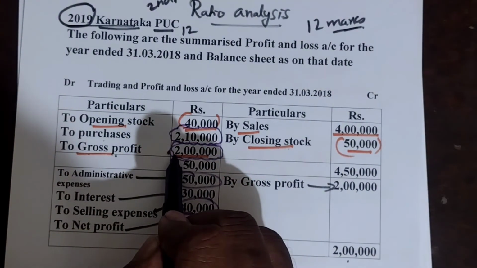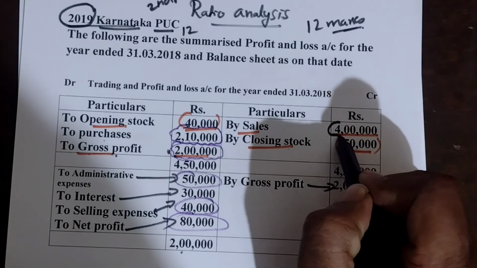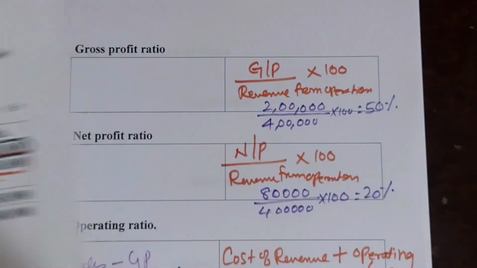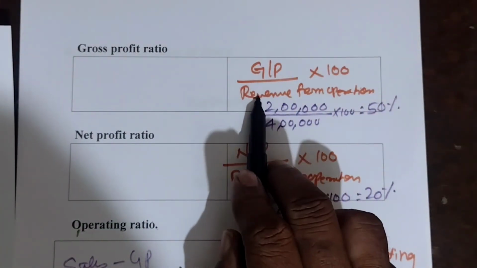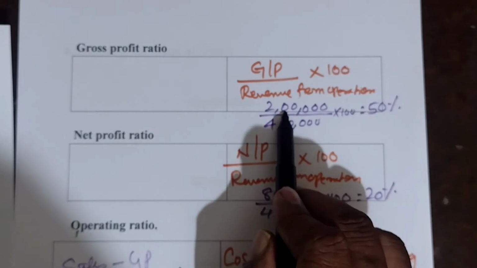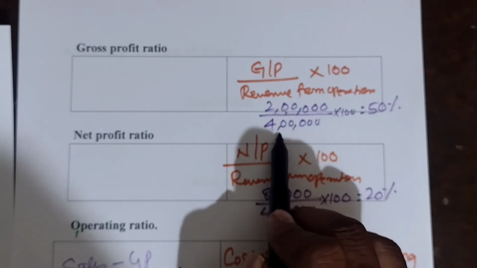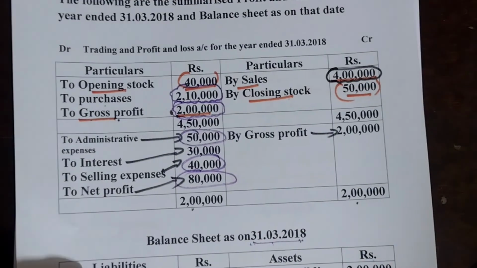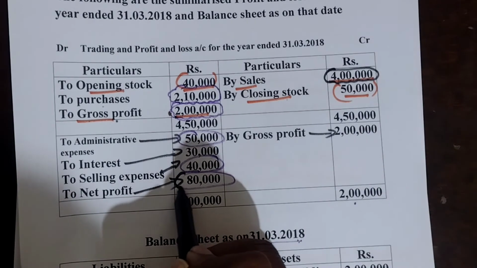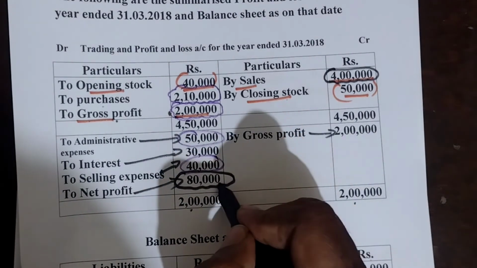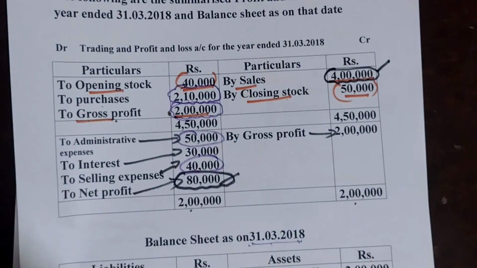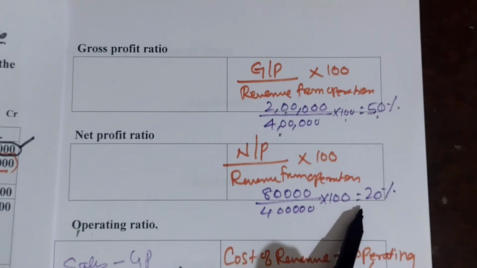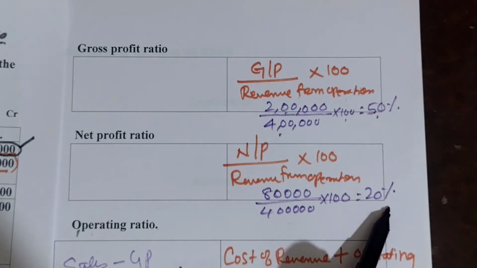The gross profit given here is 2 lakhs and the sales given here is 4 lakhs. So the formula is GP divided by revenue from operation. Gross profit is 2 lakhs and revenue is 4 lakhs. Therefore, we get 50%. Next, coming to net profit ratio. The net profit given in the problem is 80,000 and the revenue is 4 lakhs. Therefore, 80,000 divided by 4 lakhs into 100 is equal to 20%.